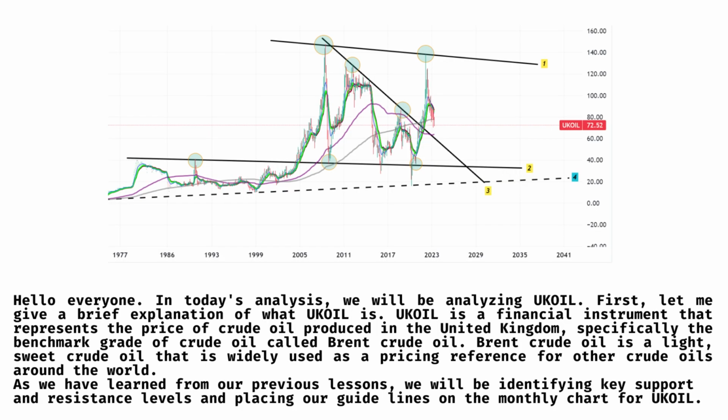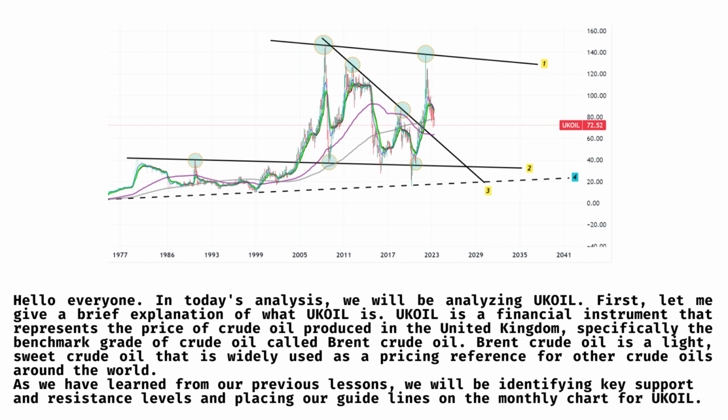Hello everyone. In today's analysis, we will be analyzing Ukoil. First, let me give a brief explanation of what Ukoil is. Ukoil is a financial instrument that represents the price of crude oil produced in the United Kingdom, specifically the benchmark grade of crude oil, called Brent crude oil. Brent crude oil is a light, sweet crude oil that is widely used as a pricing reference for other crude oils around the world.